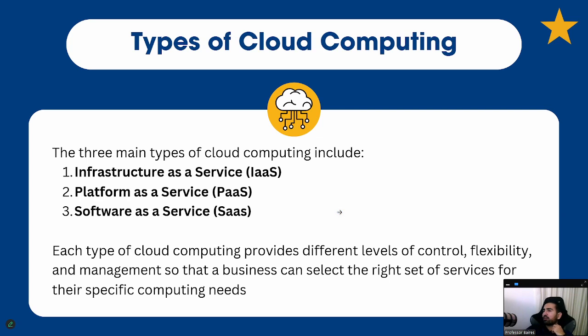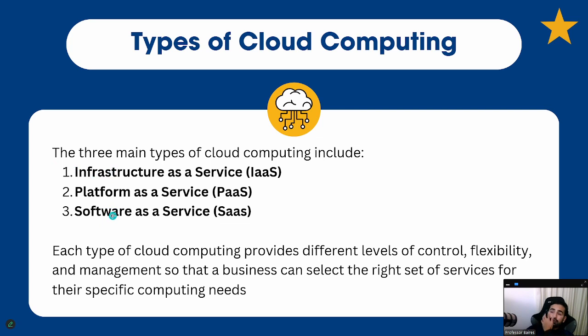Of course, if we're talking about cloud computing, we're going to have to talk about the different types of cloud computing. There are three main categories: infrastructure as a service, platform as a service, and software as a service. And here you see the little acronyms. Each type of cloud computing provides different levels of control, flexibility, and management so that a business can select the right set of services for their specific computing needs. So maybe you want a lot of control over the resources. You want to change things, fine tune and configure your cloud computing resources. You're probably going to go with something like infrastructure as a service.